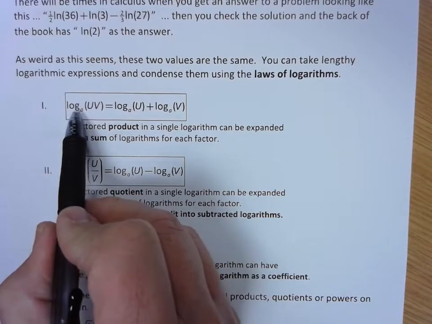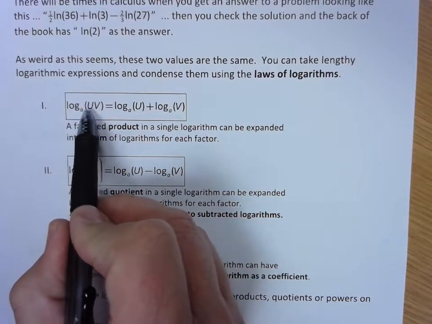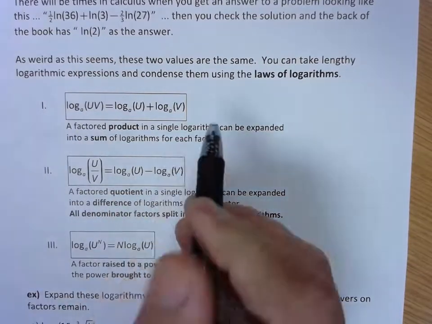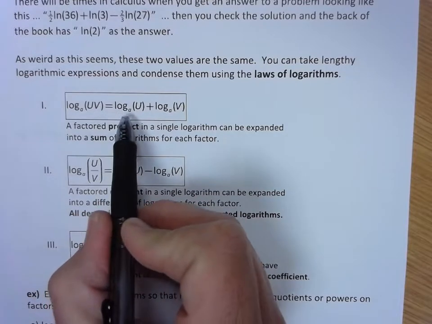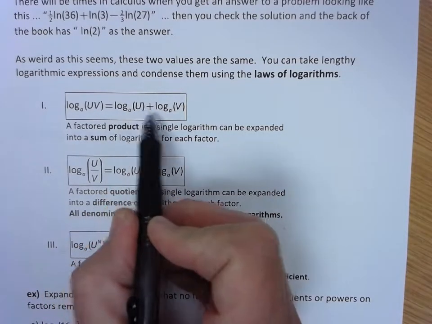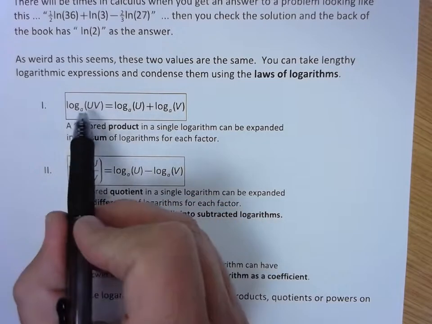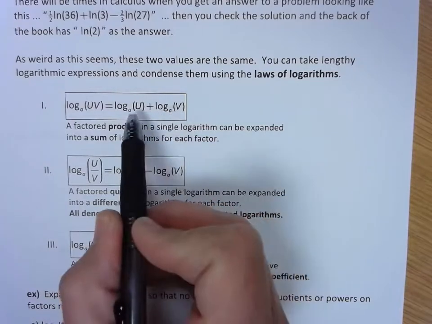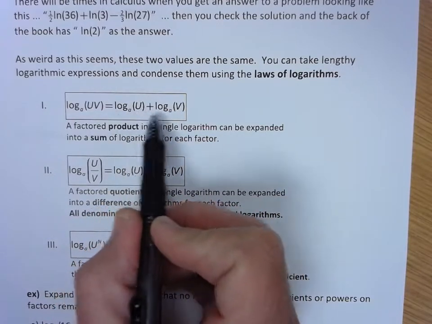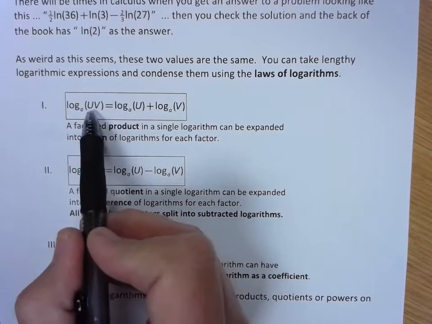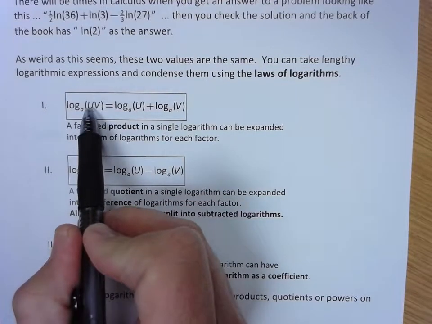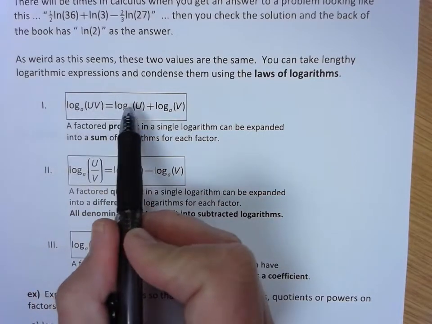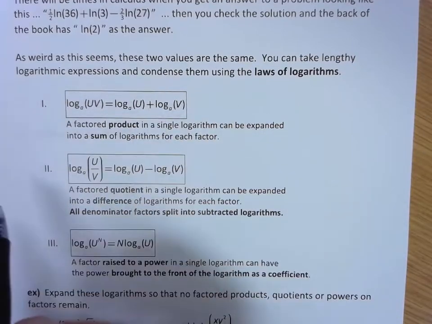So if you have a logarithm of a factored product, so u times v is a factored product of two things multiplied together, then you can split that up into one logarithm for each factor written as a sum. So a factored product in a logarithm can split apart or be expanded as a sum of one logarithm for each factor. Essentially, count the number of factors you've got inside there, and you can have one logarithm for each of them. So if you have 4 factors multiplied together, you can split that apart into 4 logarithms being added together.